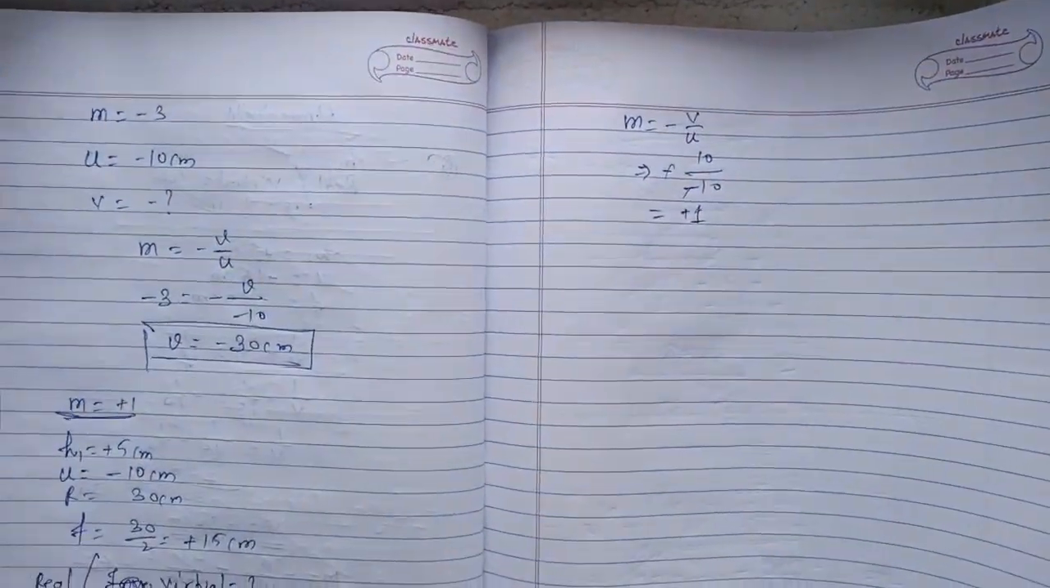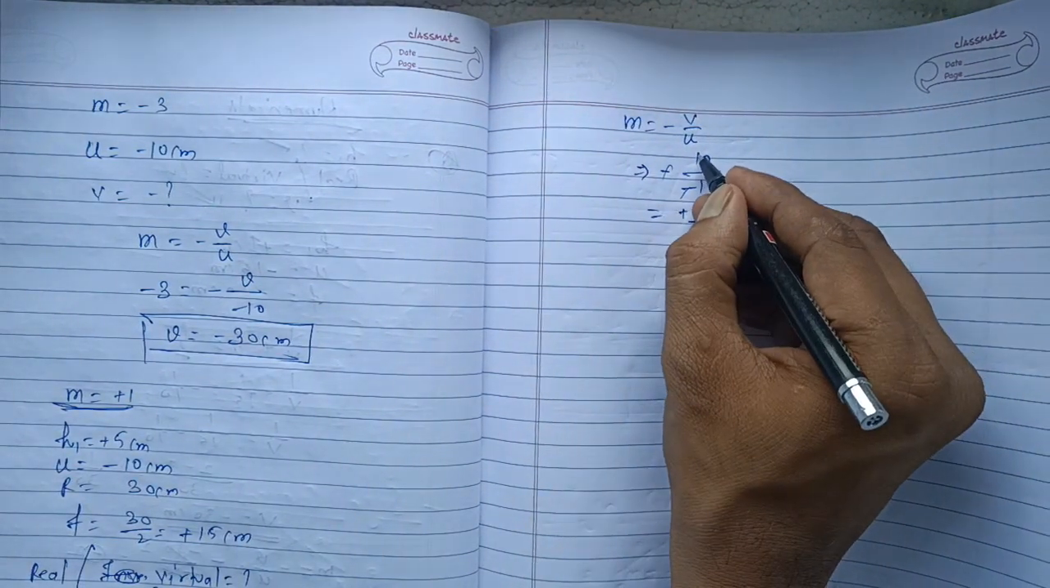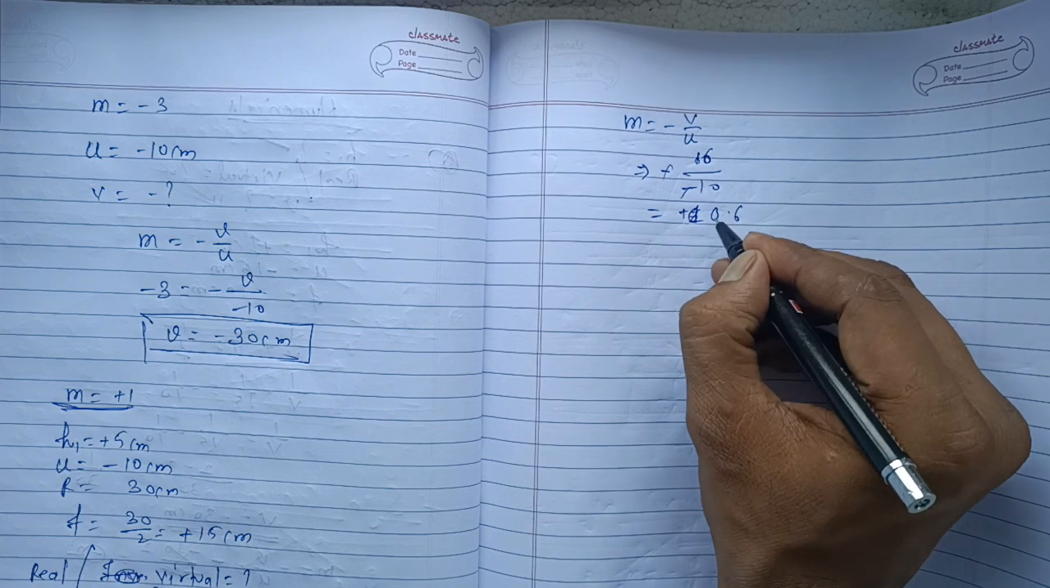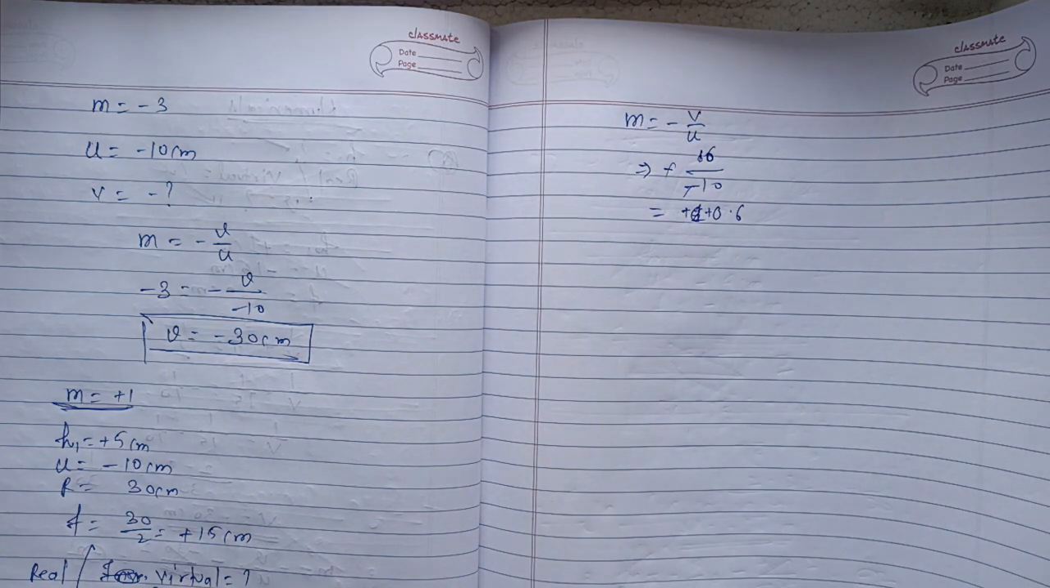Then it will be 6 by 10. That is 0.6, plus 0.6. If it is plus 0.6, the value of m is coming in plus. What does it mean? It means that the image which is being formed here is virtual and erect. Okay, so the nature of the image we now have, and the value of v also we have.